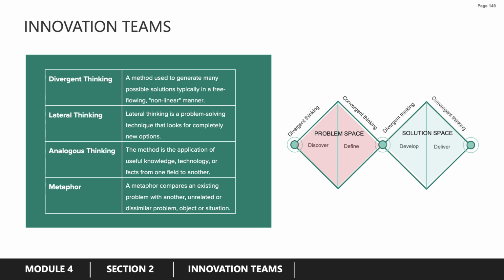Lateral thinking is a problem-solving technique for completely new options. So this is taking analogies, coming up with brand new ideas, basically. Then we have analogies where we can actually start to use things where we identify things that work in other industries. So this is almost like the business model patterns.